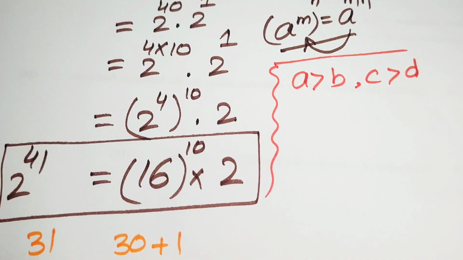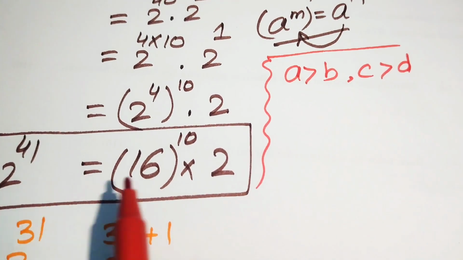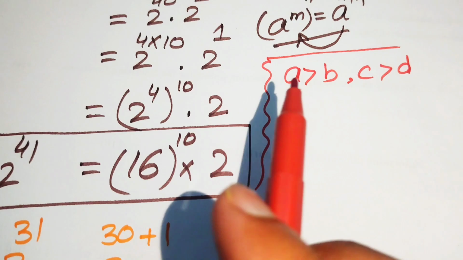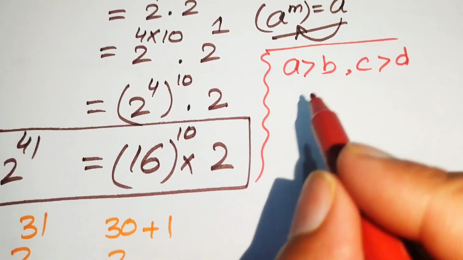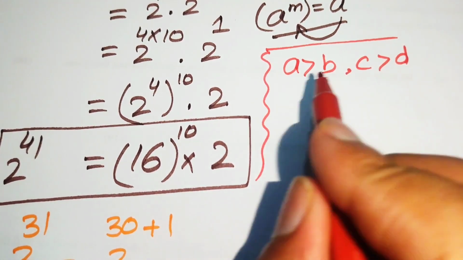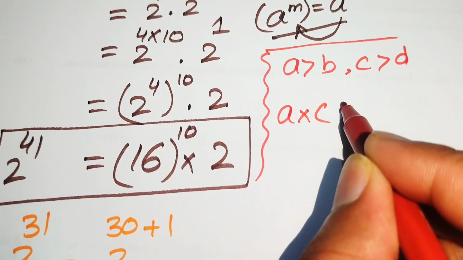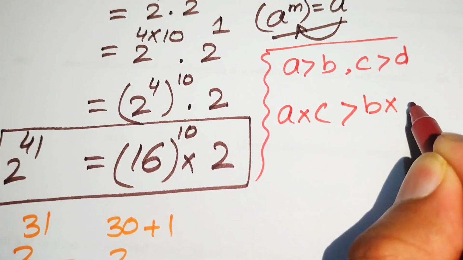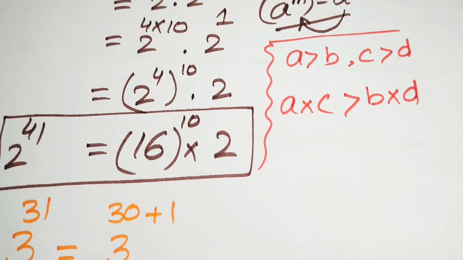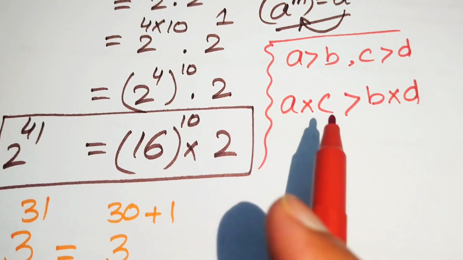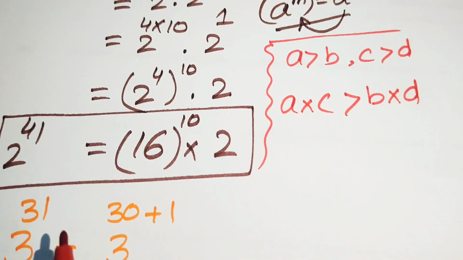So if you have these four numbers A, B, C, D, and A is greater than B and C is greater than D, then when we multiply these two inequalities, we easily say that A multiplied by C is greater than B multiplied by D. So here we just easily write this law.